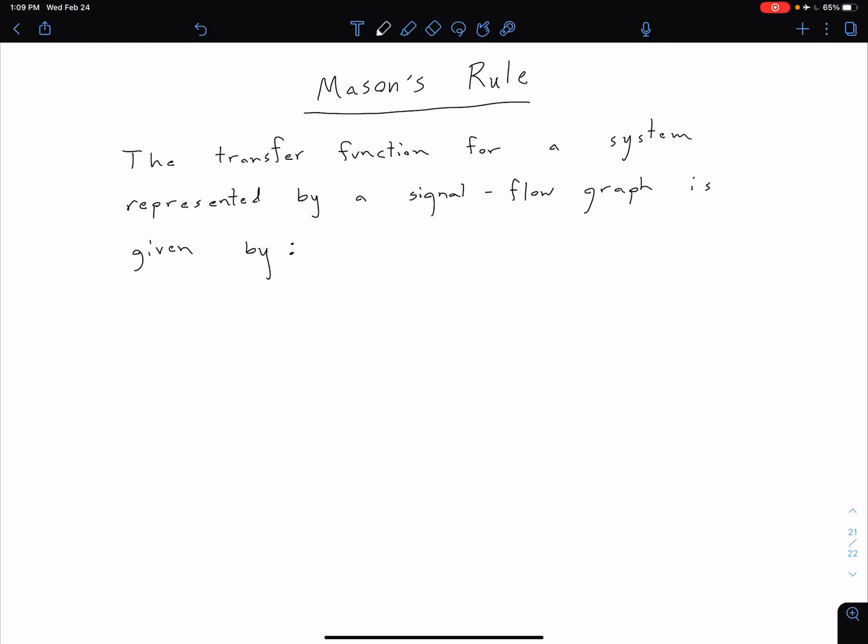Using the setup and our definitions from the previous video, we're now ready to state our Mason's rule formula. Remember, this formula is going to give us the single transfer function for a system that's represented by a signal flow graph. Our single transfer function, G(s), by definition is equal to our output, C(s), divided by our input, R(s).